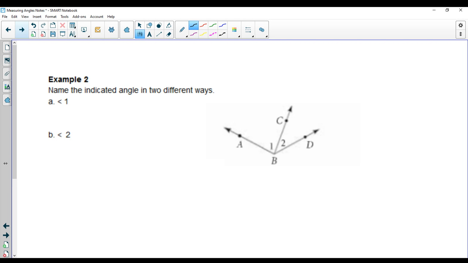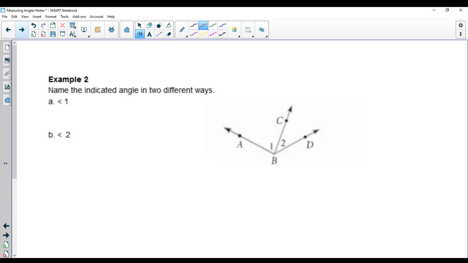Let's do this again. Let's name the indicated angle in 2 different ways. So I'm looking at angle 1. Where is angle 1? Now we have to be specific. We have to pay attention to these numbers. Angle 1 is right here. It's not all this. There's technically 3 separate angles in this picture. There's one labeled 1, there's the one labeled 2, and then there's the big one that's all 3. We're just focusing on the one labeled angle 1.